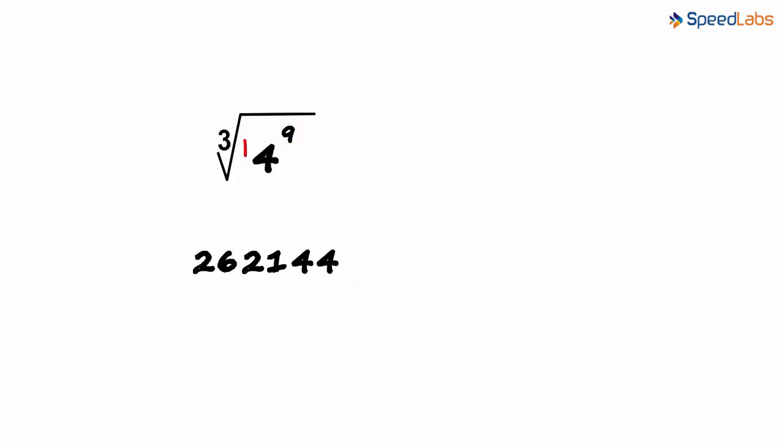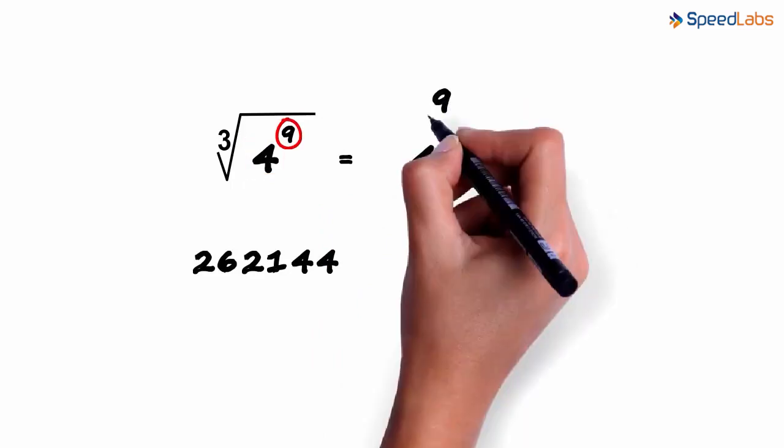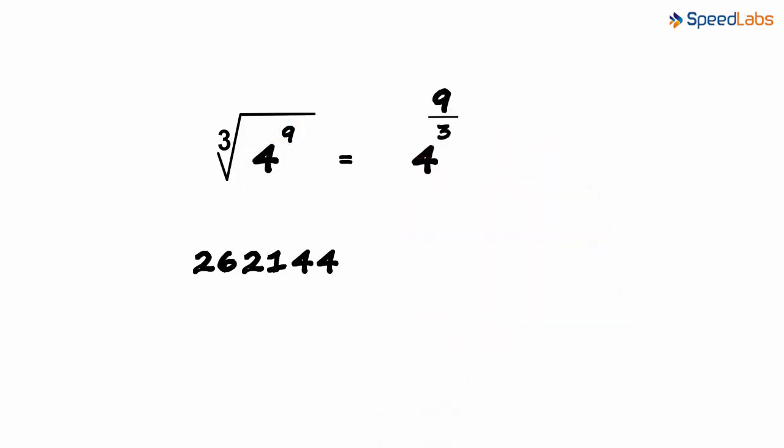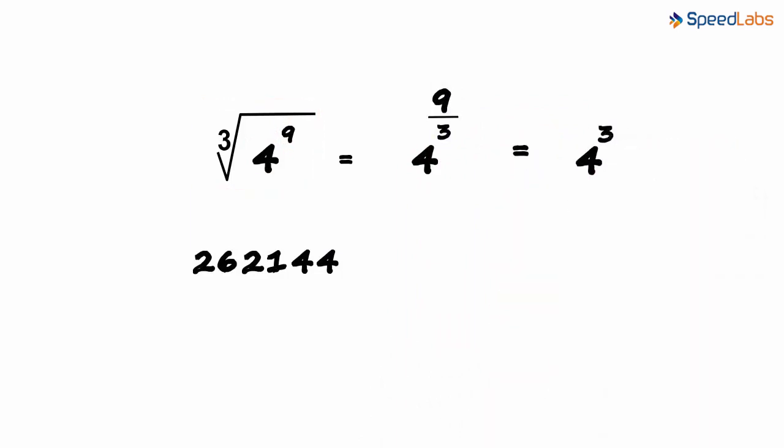Here the base is 4. Hence we write a 4 here. And divide 9 by 3. Hence we get the cube root of 4 raised to 9 as 4 raised to 3.